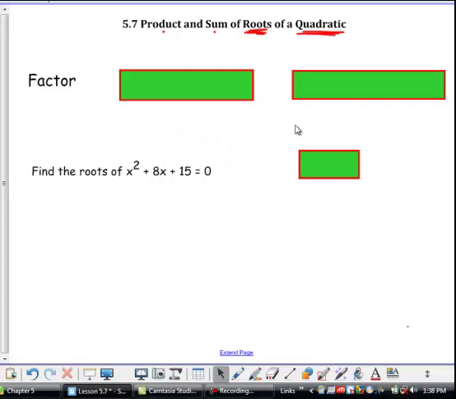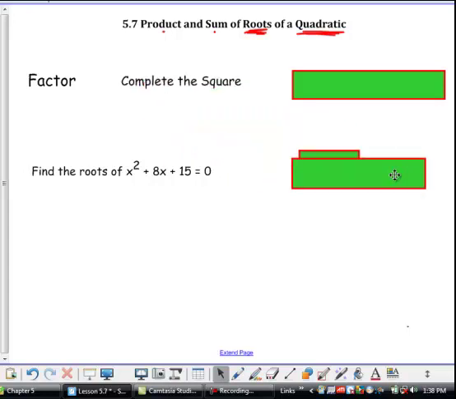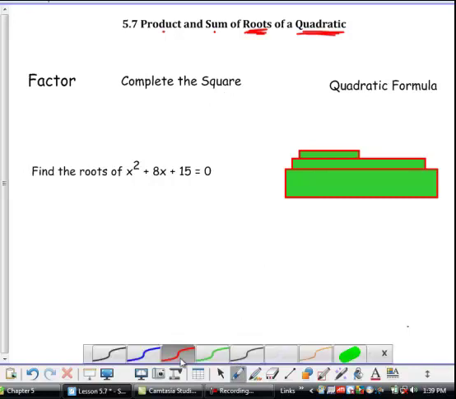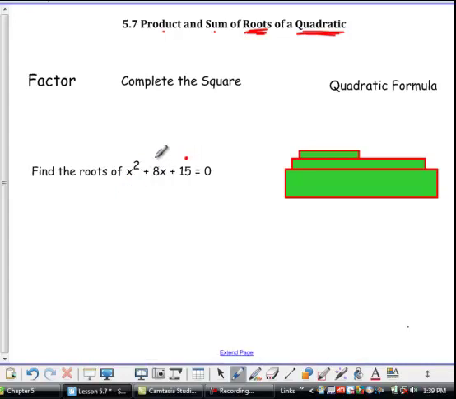There are three ways to find the roots. You can factor, you can complete the square, or you can do the quadratic formula. Most of you prefer factoring, quadratic formula, and then completing the square. So when I look at this problem down here, you can factor that right away. No need to even complete the square or use the quadratic formula, because you look at this and you say, two numbers that multiply to 15 but add up to 8.